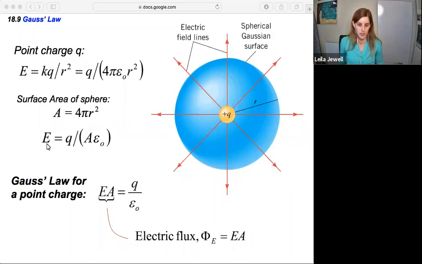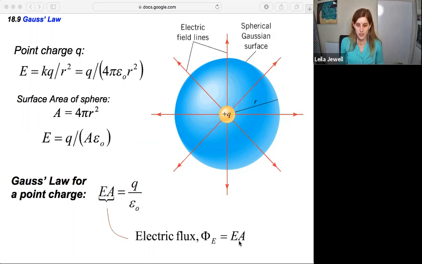If we then multiply the area to the other side, we get Gauss's law for a point charge: the electric field times the area is equal to the amount of charge enclosed by our spherical Gaussian surface divided by epsilon naught. And this electric field times area is an important concept. It's known as the electric flux.